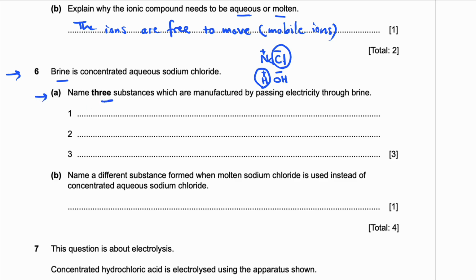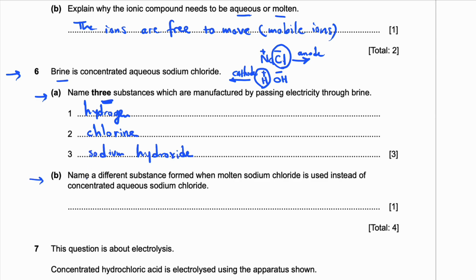So name 3 substances which are manufactured by passing electricity through brine. So firstly, you can produce chlorine at the anode, and we can produce hydrogen gas at the cathode, and what remains after the discharge of these ions is going to be sodium hydroxide. So we can produce hydrogen gas, we can produce chlorine gas, and also we can produce sodium hydroxide, because what's left behind after the discharge of these ions is going to be sodium hydroxide.